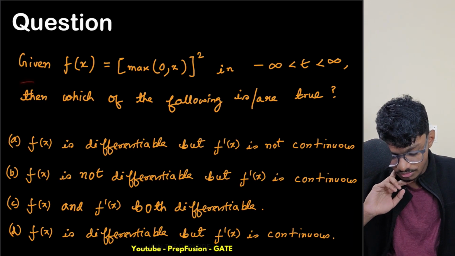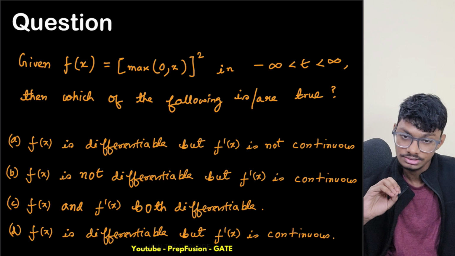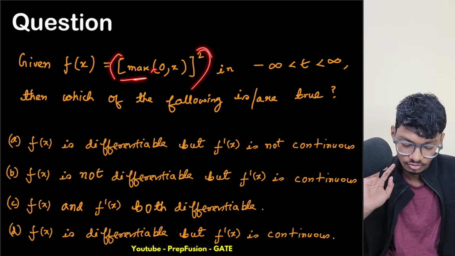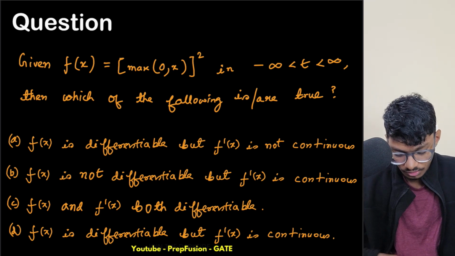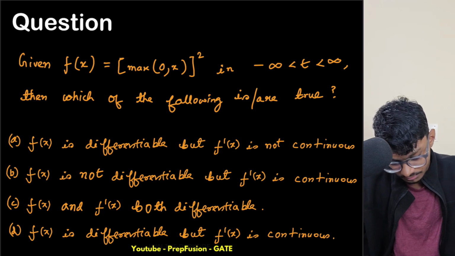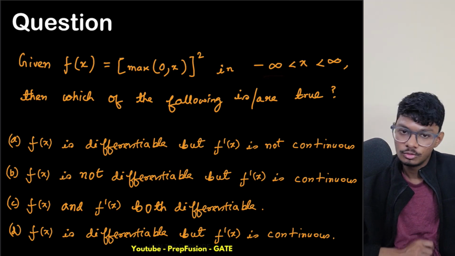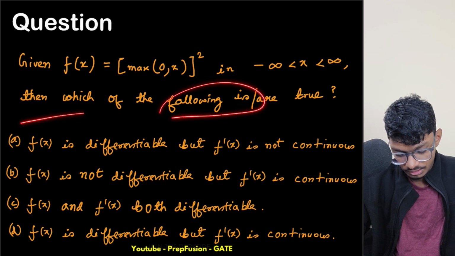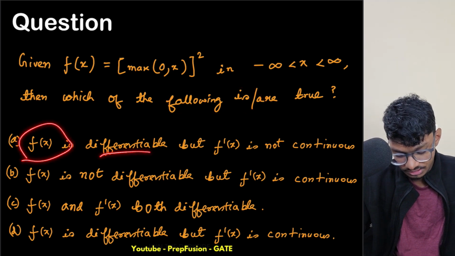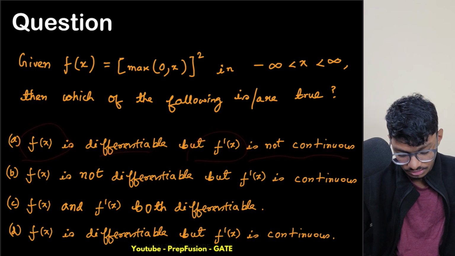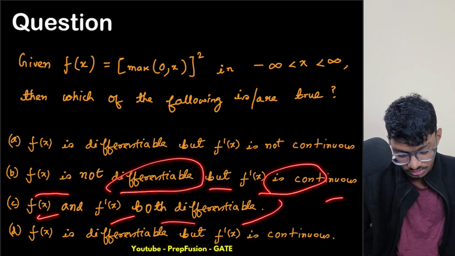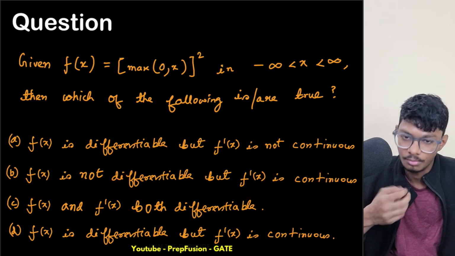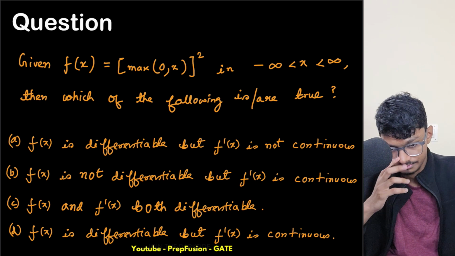So next, you have been given a function which is the square of max of 0 comma x, for x in the range minus infinity to positive infinity. Then which of the following is or are true? f of x is differentiable but f dash of x is not continuous. f of x is not differentiable but f dash of x is continuous. f of x and f dash of x both differentiable. So you have to talk about the differentiability and continuity.